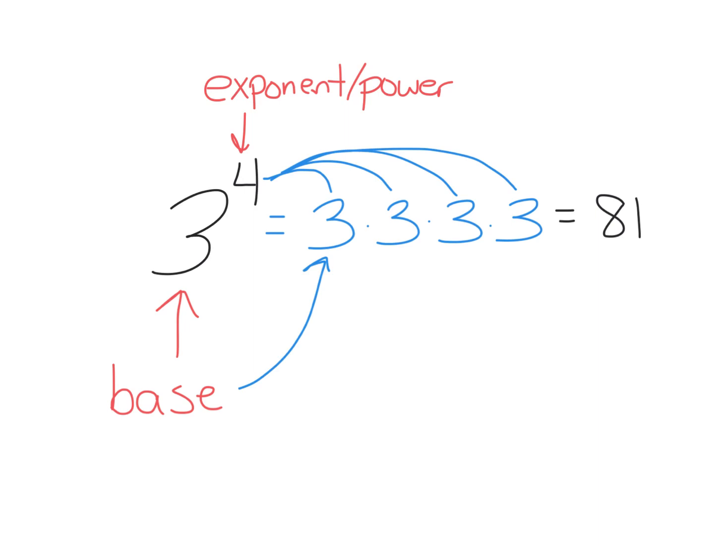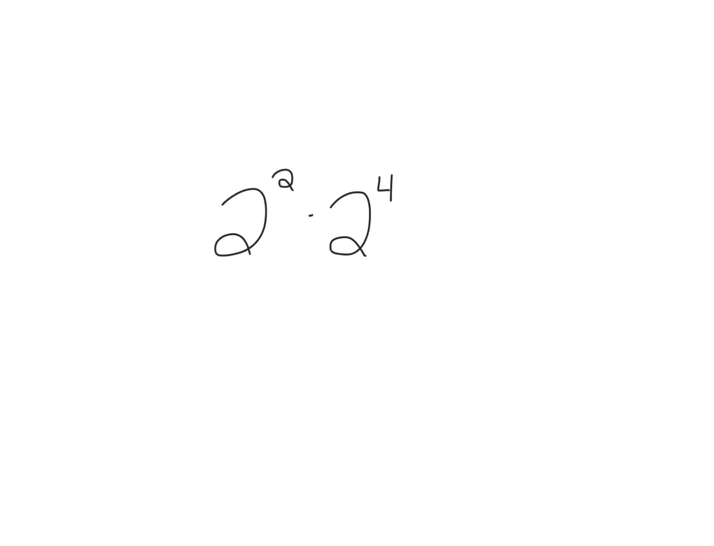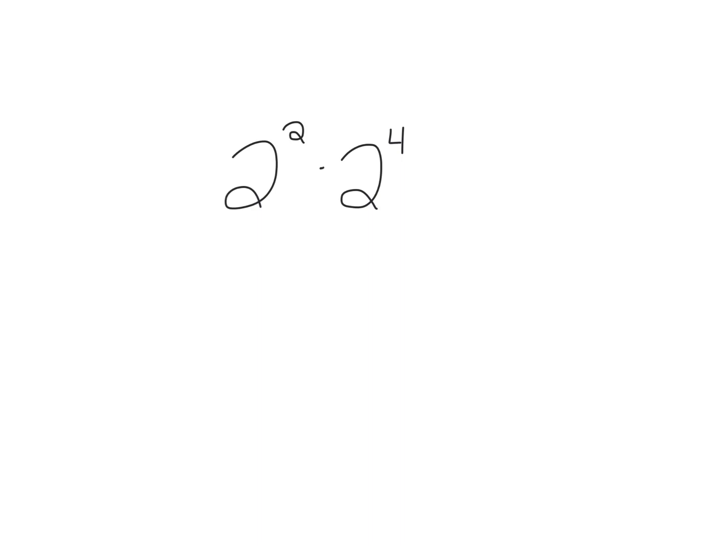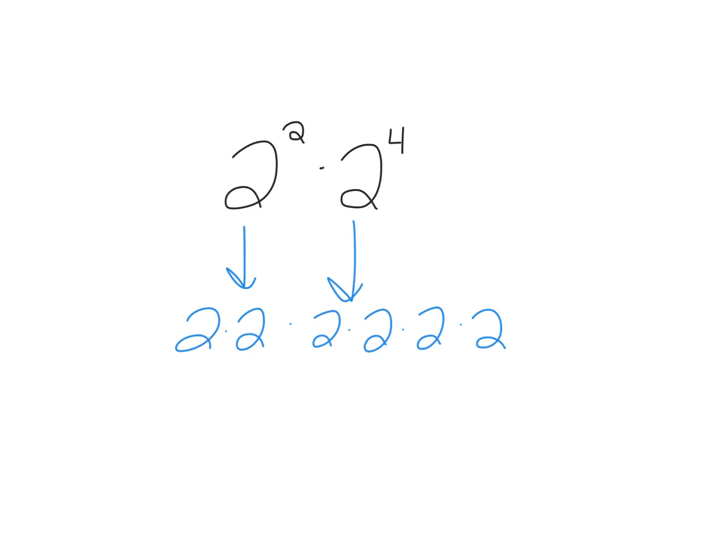Okay, so starting with this. 2 to the 2nd power means what? What does 2 to the 2nd power mean? 2 times 2. What does 2 to the 4th power mean? Yep, 2 times itself 4 times. So what do you notice 2 to the 2nd power times 2 to the 4th power is? 2 to what power? 1, 2, 3, 4, 5, 6.